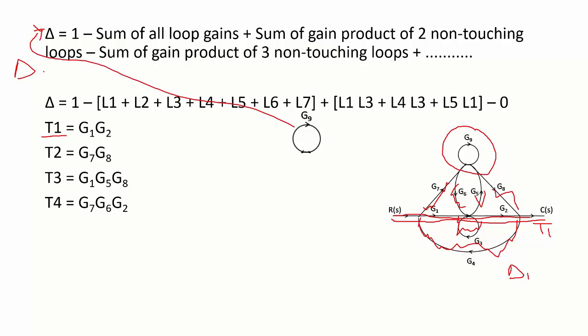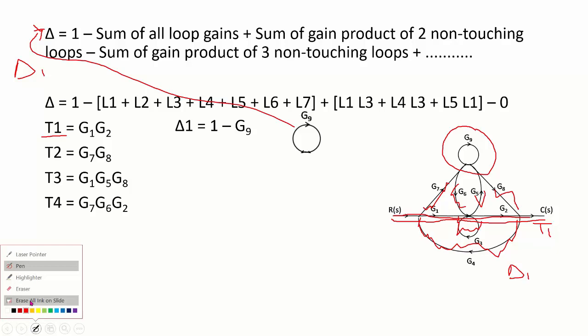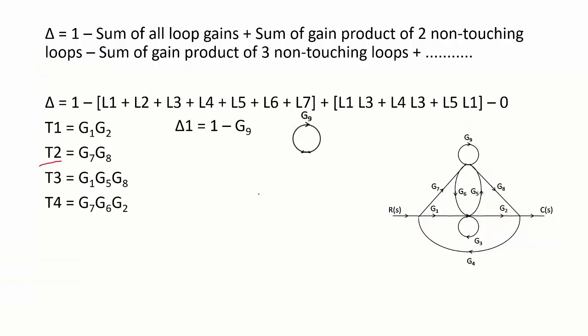So considering this as the SFG, you are going to apply the same formula: 1 minus the sum of all loop gains plus the sum of gain products of two non-touching loops. In this particular SFG, you have only one loop, G9, and hence you will get delta 1 as 1 minus the sum of loop gains, which becomes 1 minus G9. Likewise, if we talk about delta 2, delta 2 will correspond to the SFG which does not touch T2. So you identify T2 as G7, start from this point, G7, G8, and then to the output.